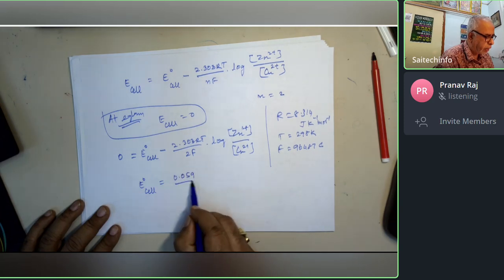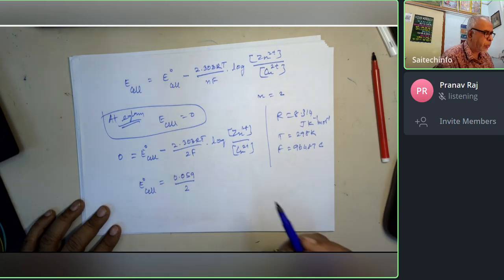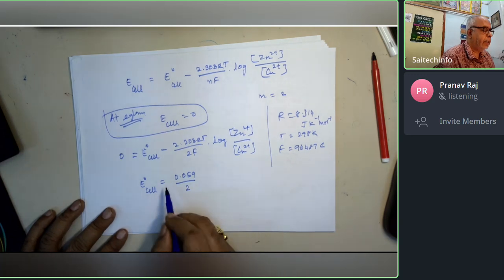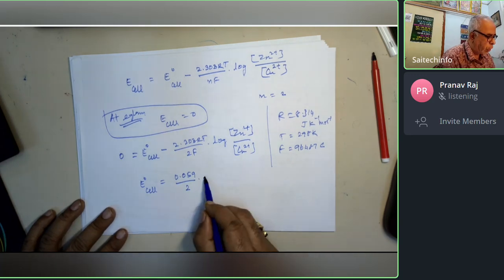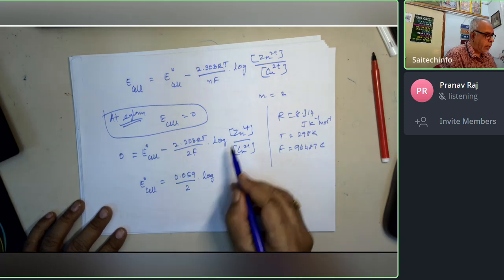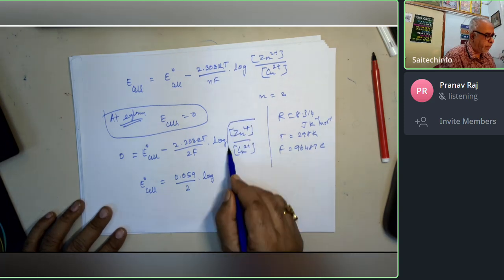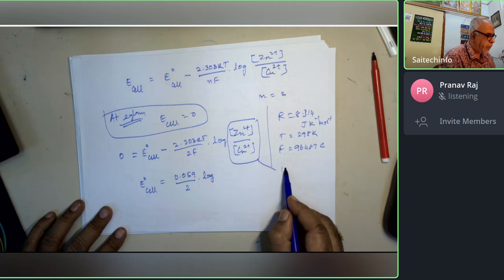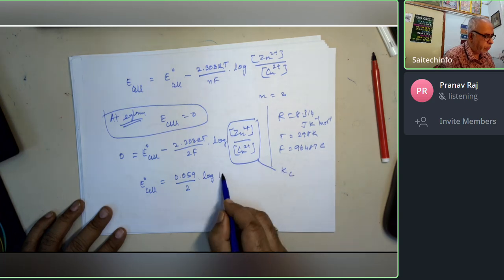So we can replace all these values so that you are able to get 0.059 divided by 2. So put 2. Okay. So that is into log of, and this term can be called Kc, is it not? So you can simply put Kc.